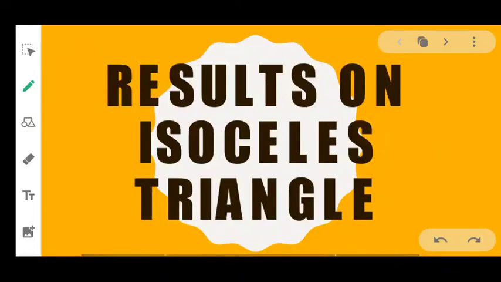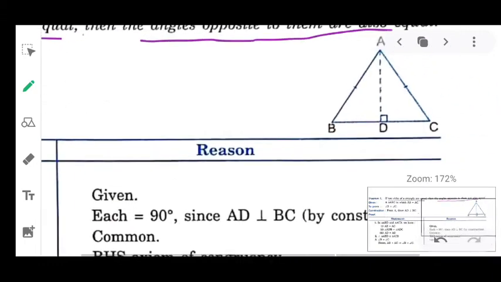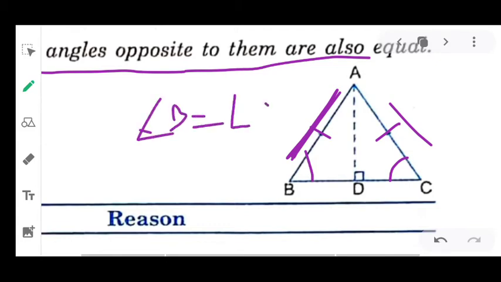Hello everyone. Today we are going to study some properties of isosceles triangles. The first theorem we have: if two sides of a triangle are equal, then the angles opposite to them are also equal. Here is triangle ABC, and AB equals AC. The angle opposite to side AB is angle C, and the angle opposite to side AC is angle B, and we have to prove that angle B equals angle C.